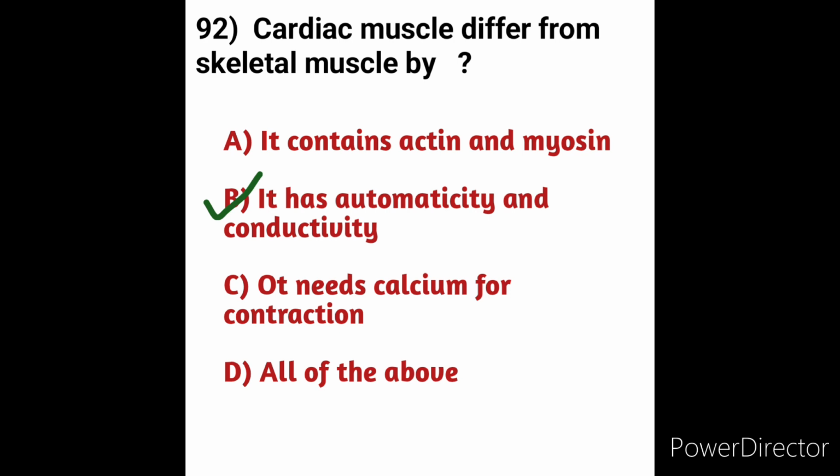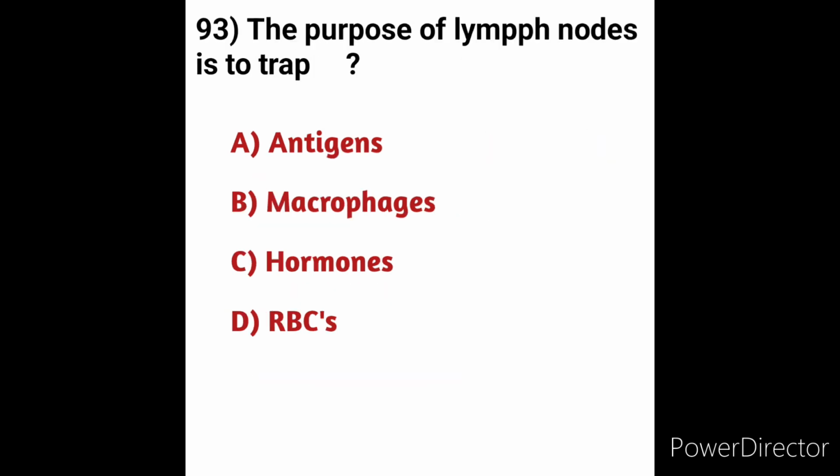Next we will move on to question number 93. The purpose of lymph nodes is to trap. We will see the options here. Option A, antigens. Option B, macrophages. Option C, hormones. Option D, RBCs.